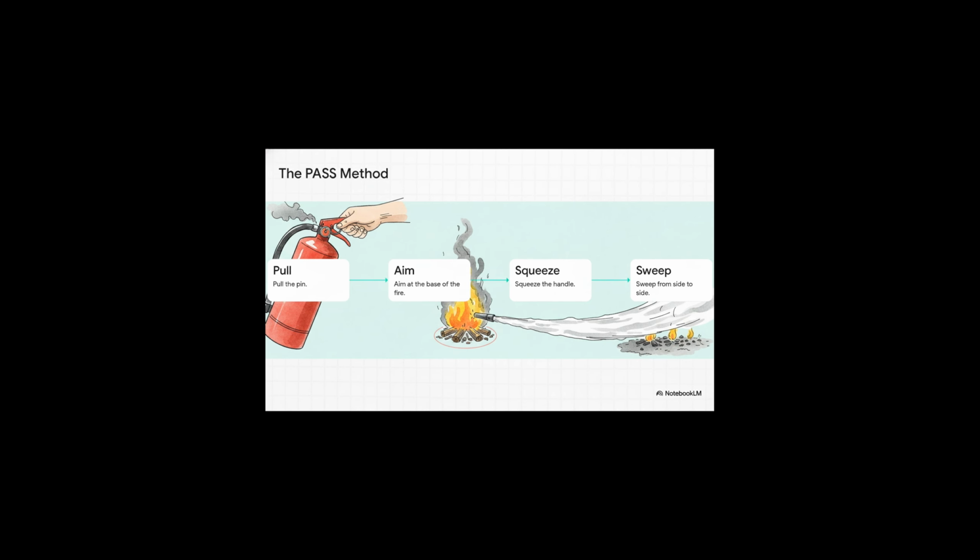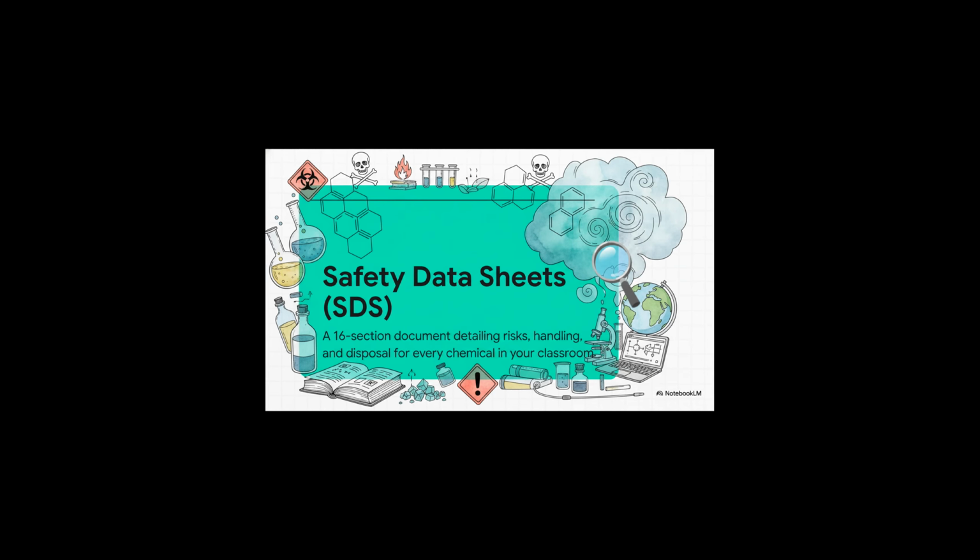Just run through that in your head a few times until it's second nature. Now for chemicals. Any chemical you use, I'm talking everything from basic vinegar to something more complex, comes with a document called a Safety Data Sheet, or an SDS. Think of this as the complete encyclopedia for that chemical. It tells you absolutely everything you need to know about its risks, how to handle it, and how to get rid of it safely. And yes, you are required to have one of these handy for every chemical you've got.